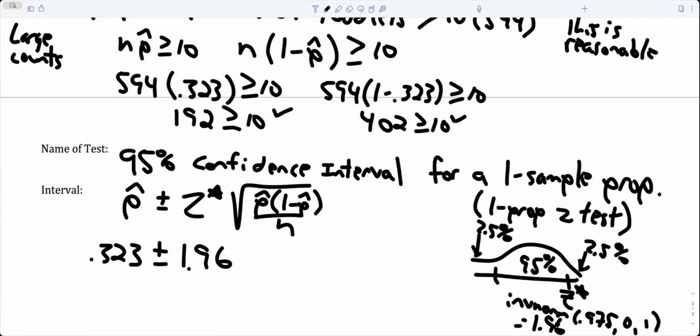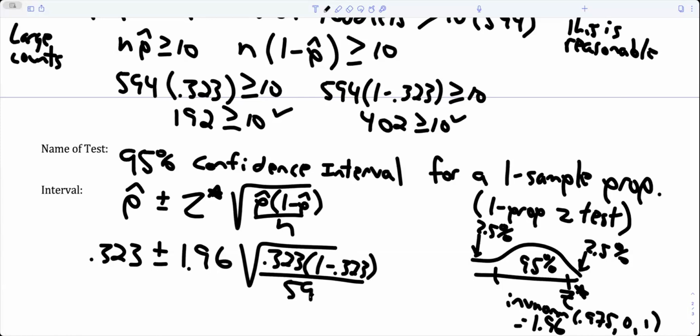Okay, so I've got this, then I've got square root 0.323 times 1 minus 0.323 divided by the sample size, which was 594. So what your calculator is going to do, it's going to take this, add the 1.96 times the square root of all of that, and then subtract it from 0.323. Okay, so let me show you that on your calculator.